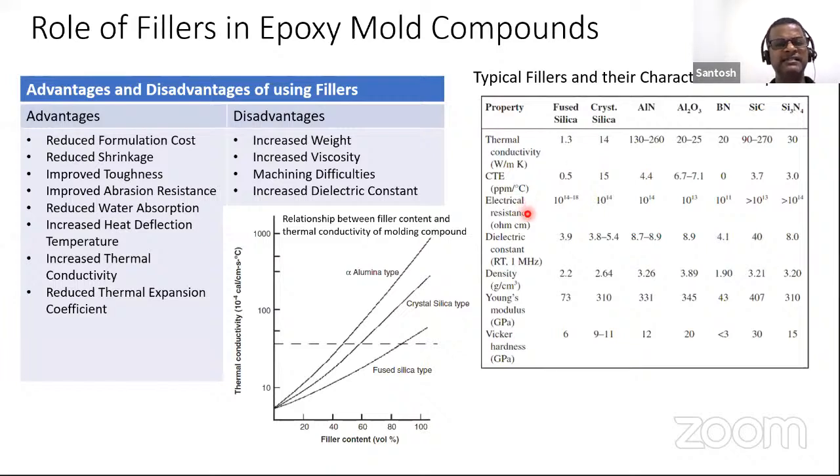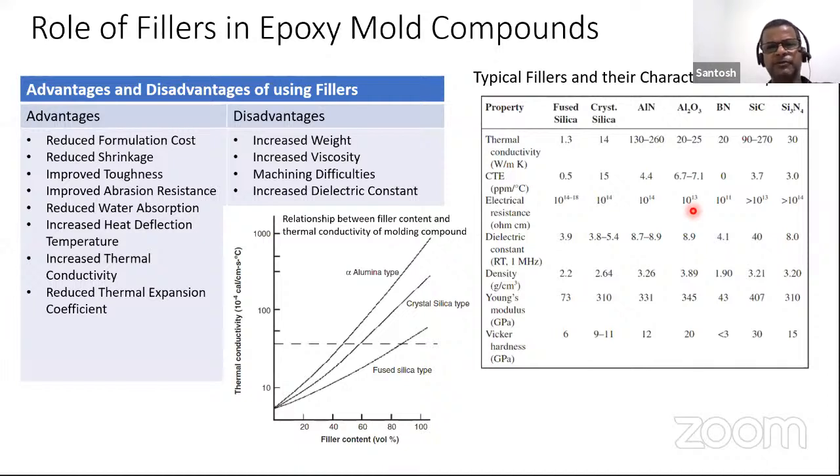Next thing is electrical resistance, because epoxy mold compound is something that is used as a dielectric material. So you do not want this material to have very high conductivity. So in terms of resistivity, it has to be as high as possible. You can see fused silica gives very high resistivity compared to aluminum nitride or even alumina.